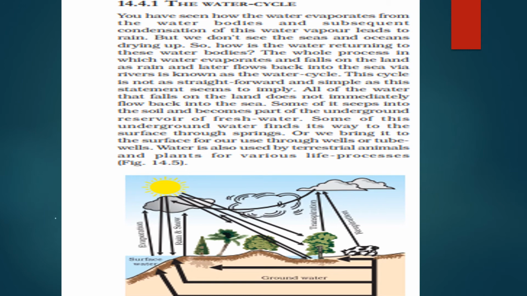Through the river it goes into the sea and ocean, and again it becomes part of the surface of our earth, and again the water will evaporate and again fall as rain. So this cycle will keep on going.